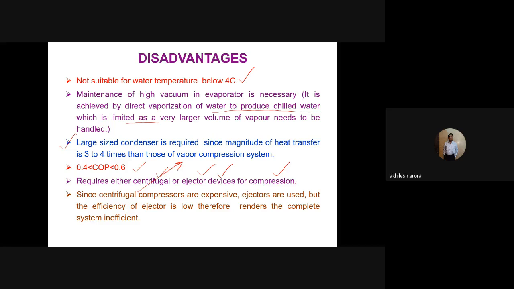A centrifugal compressor can be used because it is capable of handling large volume flow rates. In case of water, the volume is very, very high when it is converted to steam. So we can use a centrifugal compressor, but rather than that, we use ejectors because ejectors can handle large volume flow rate. But the problem is the efficiency of the ejector is low. Therefore, it renders the complete system inefficient. Inefficient means its overall COP will be less.